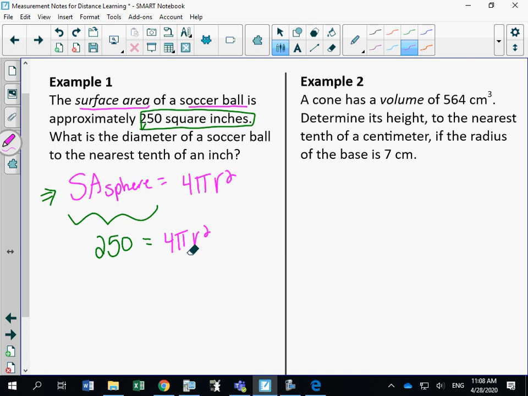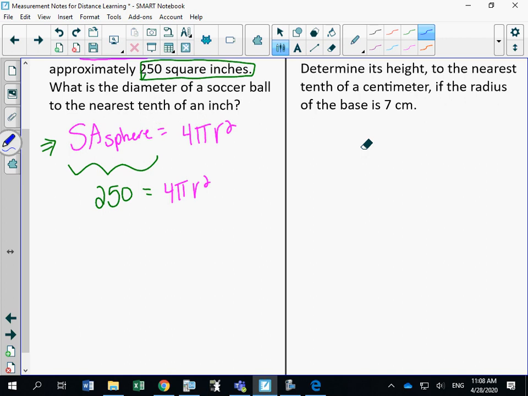At the very end, it actually doesn't ask for the radius, it asks for the diameter of the soccer ball. But that's fine, because once you get the radius, let's say the radius was 5 centimeters, what's the diameter of that ball? The diameter would be twice the radius, so it would be 10 centimeters. So let's figure out how we would manipulate this and get r by itself.